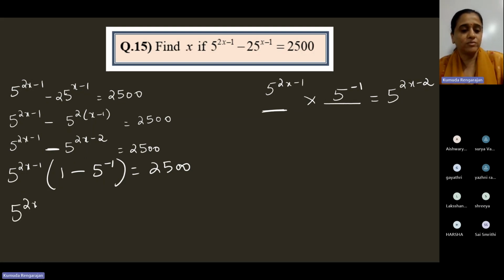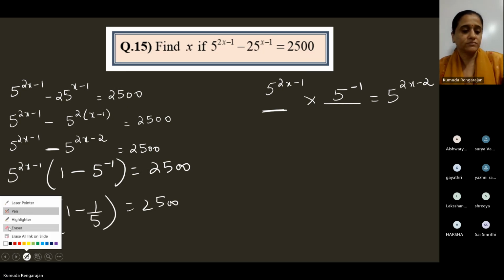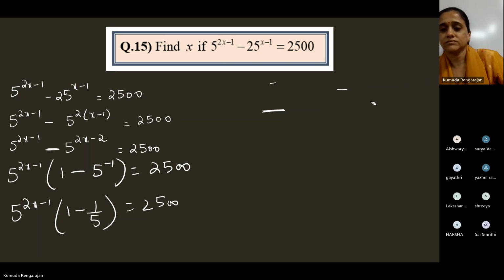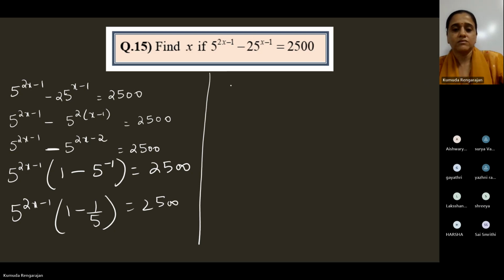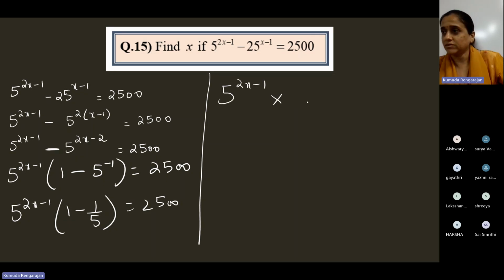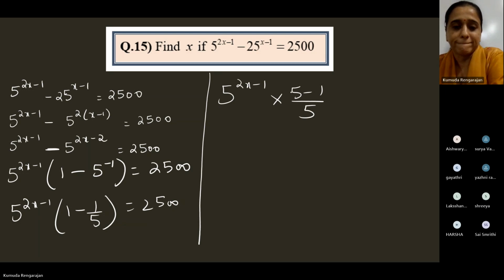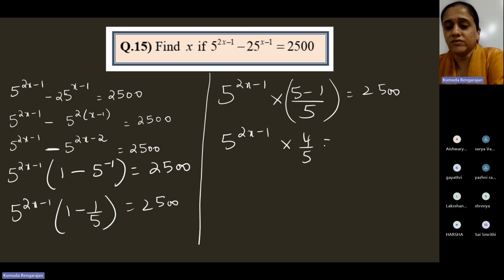So we have 5 to the power 2x minus 1 into 1 minus 5 to the power minus 1, that is 1 by 5, is equal to 2500. Five to the power 2x minus 1 into 1 minus 1 by 5. Upon taking the LCM, you'll get 5 minus 1 by 5. So 5 to the power 2x minus 1 into 4 by 5 is equal to 2500.